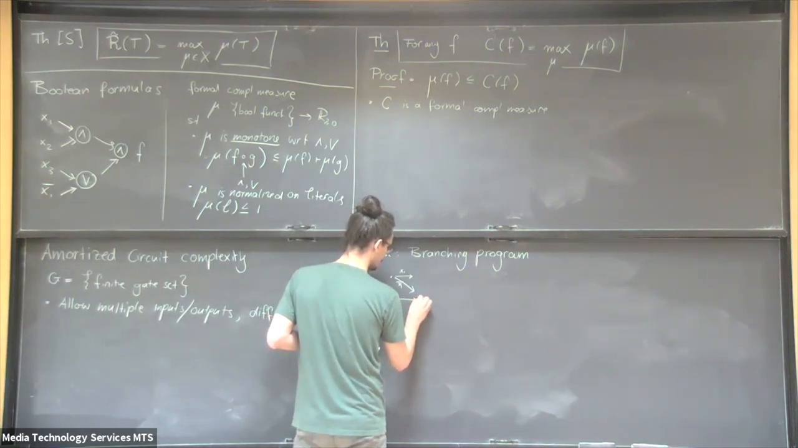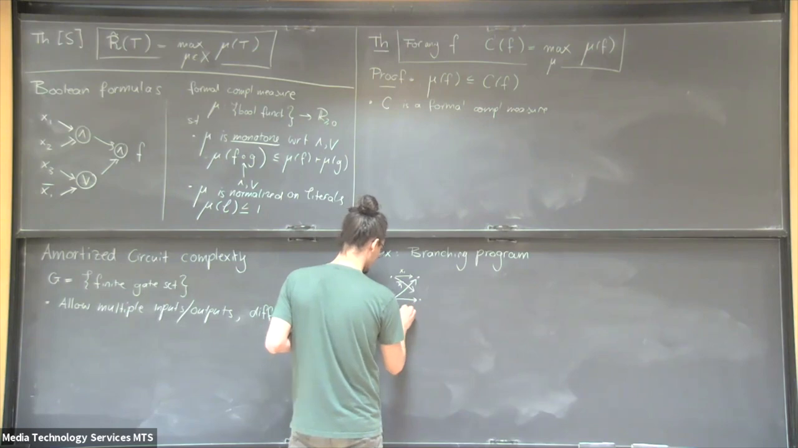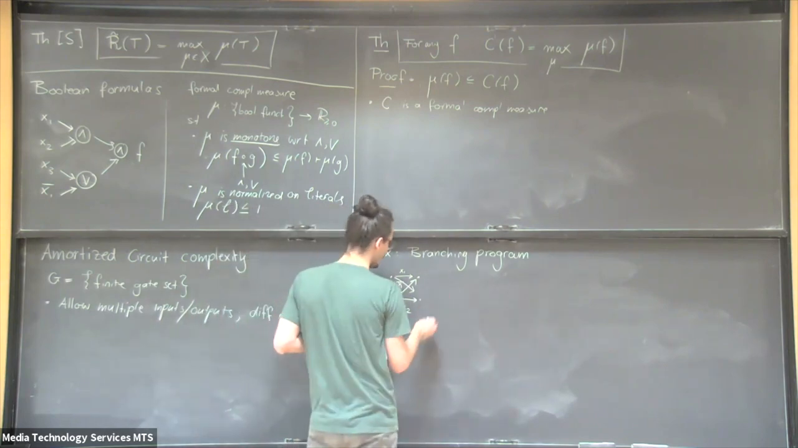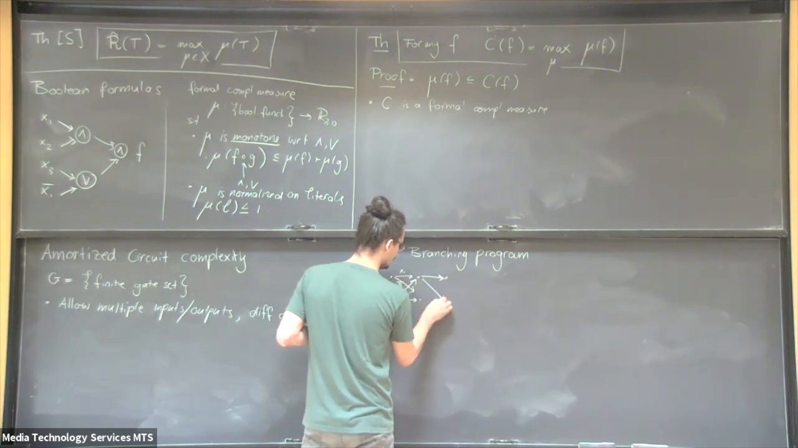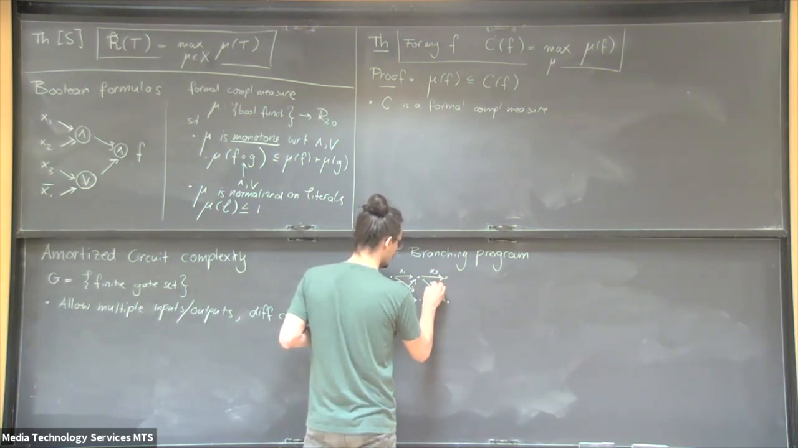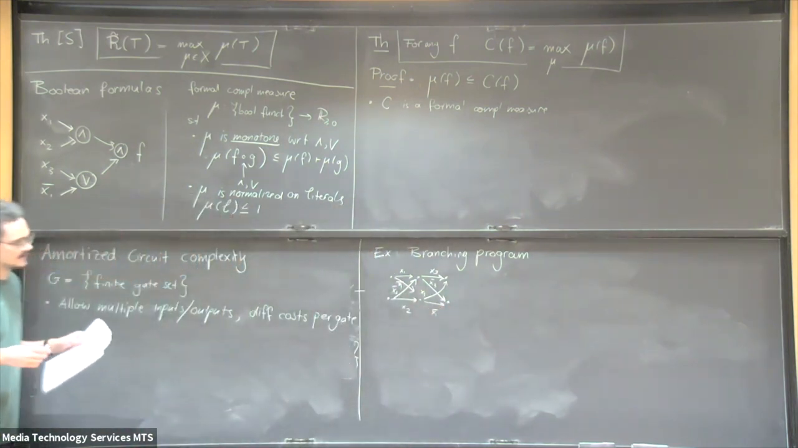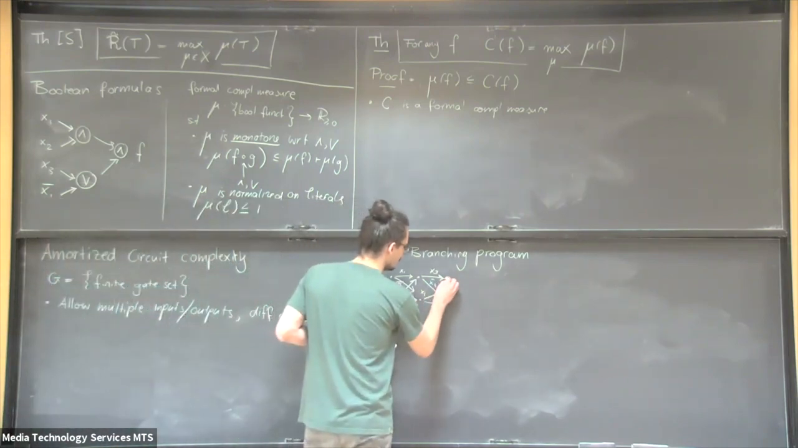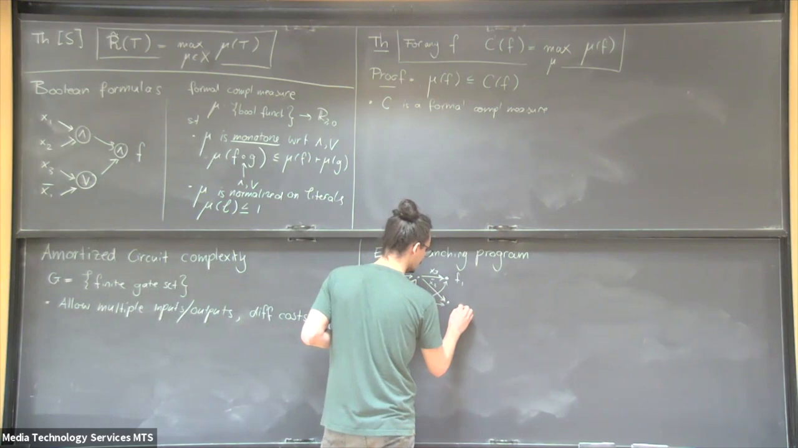I can make a whole program using these kinds of branchings, right? So maybe here, X2 bar, and maybe I'll do another one here, X3 bar. Let's say X, doesn't really matter. X1 and X1 bar. Good. So you get this network of arrows, and in the end, here we have these output nodes over here, which we label by, say, F1 and F2.